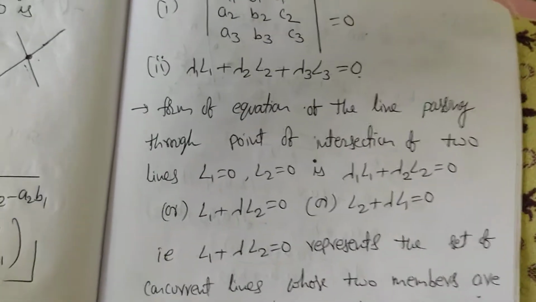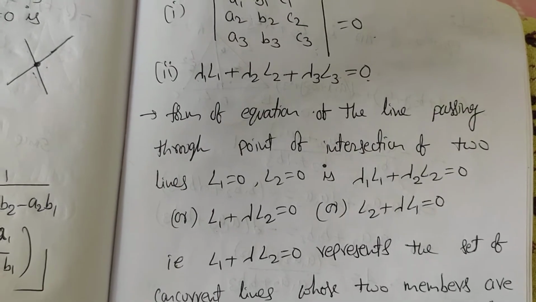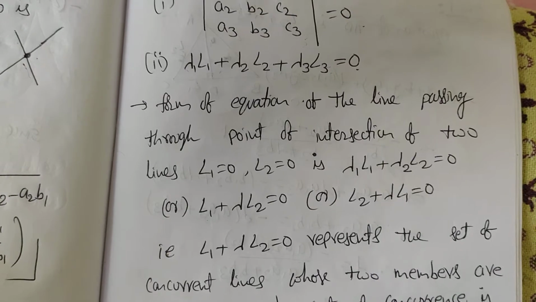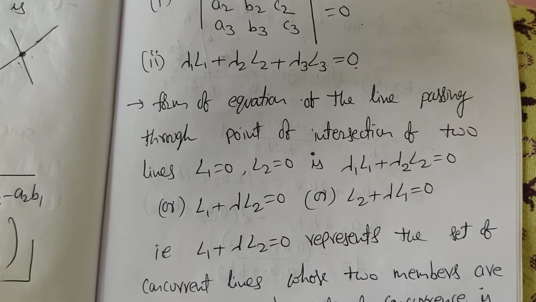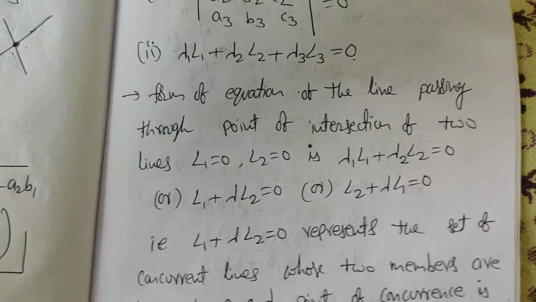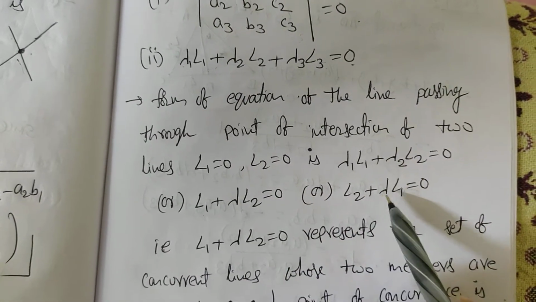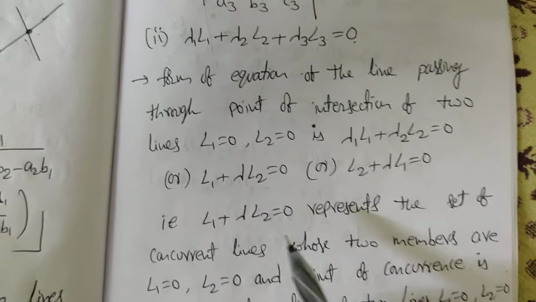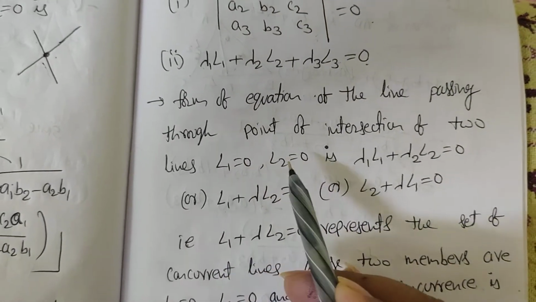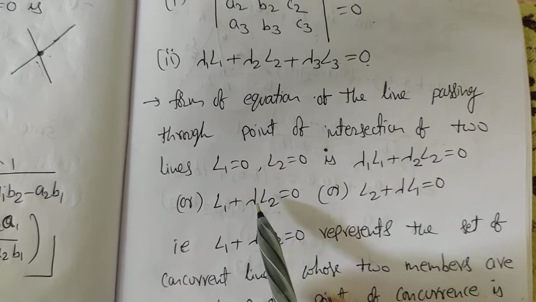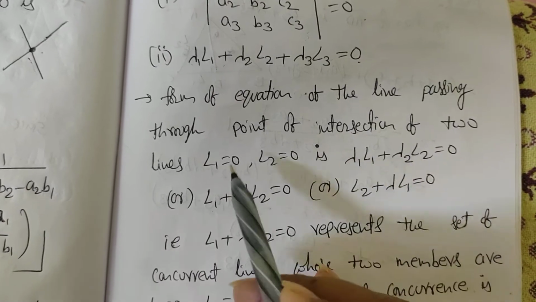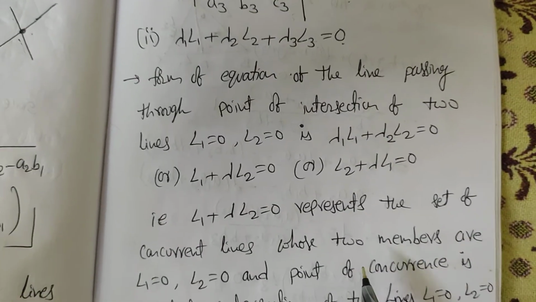That means if you want to write any line equation which is passing through the point of intersection of the given two lines, L1 is equal to 0, L2 is equal to 0, then you can use any one of these three forms. Then we can say one thing: L1 is equal to 0, L2 is equal to 0, and any line equation in this form are concurrent lines. That is very, very important, we should remember.